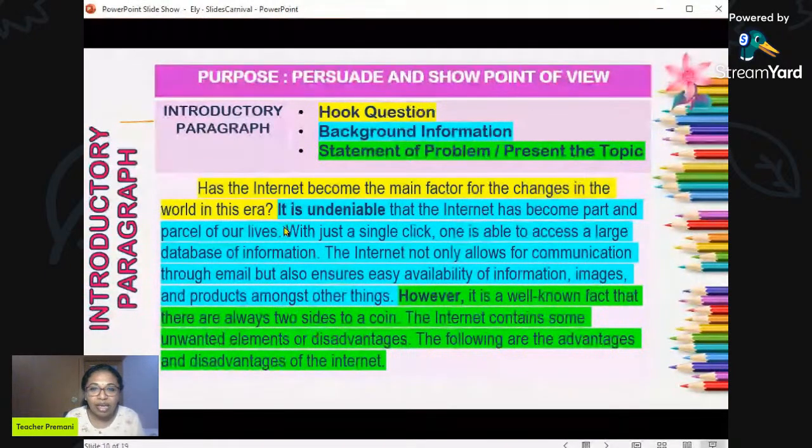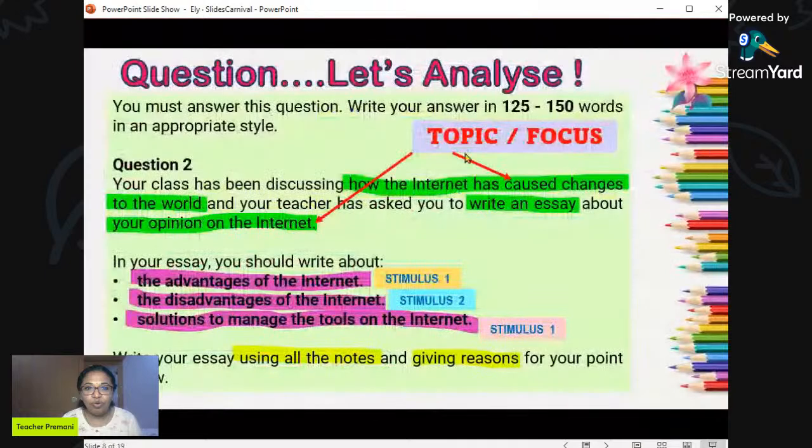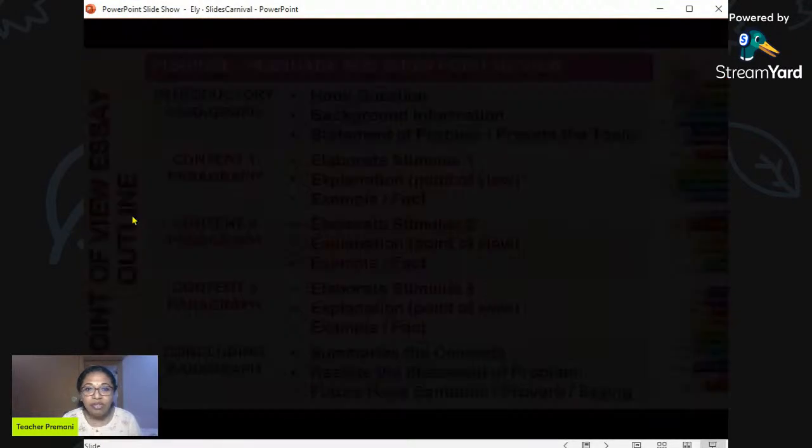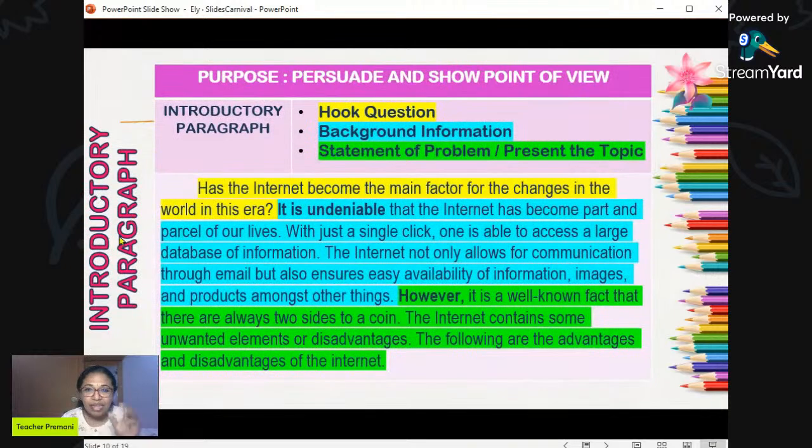Whole question. Since our question is about the internet, I give a question here: "Has the internet become the main factor for the changes in the world in this era?" Let us go to the question. So, the internet has caused changes to the world. If you see, I took from here, but not the whole thing, only a part of it. And the structure is my own.